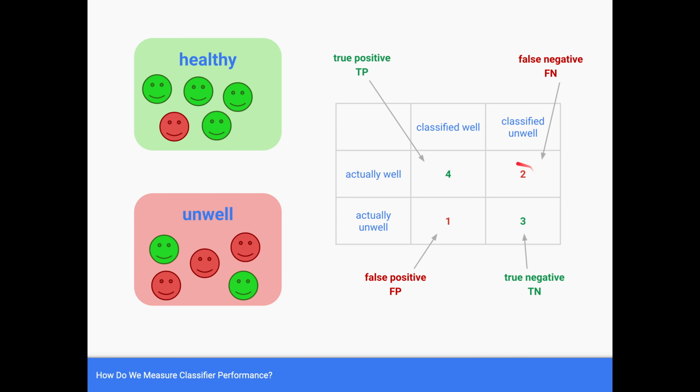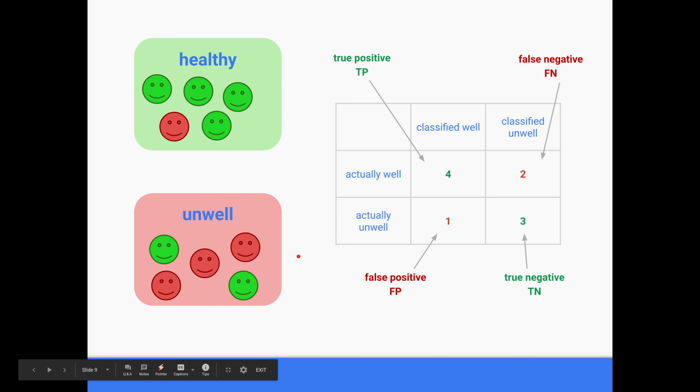They're false negatives. They're actually well, but the classifier has said they're unwell, and these are these 2 sitting at the bottom here. And similarly, there's 1 unwell person who's mistakenly being classified as well, and that might have been the most dangerous or impactful error potentially, and that's a false positive.